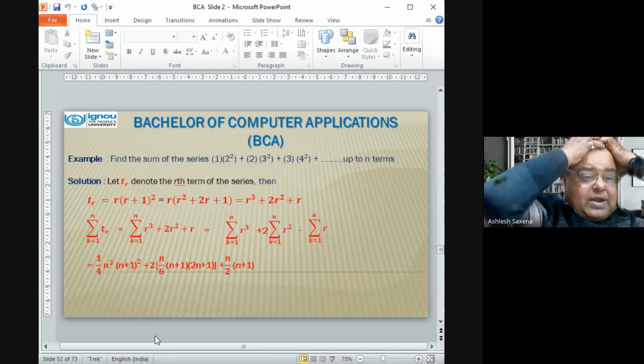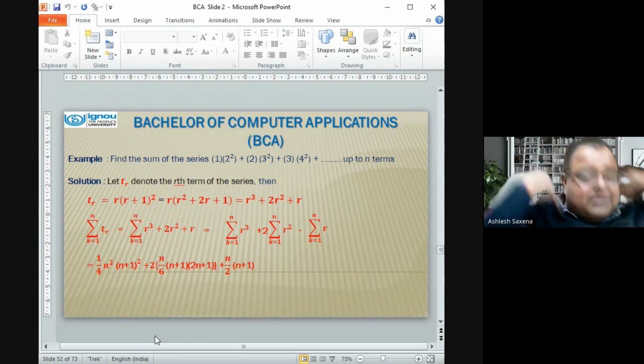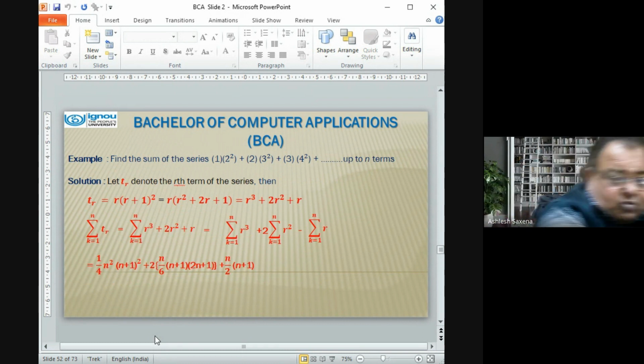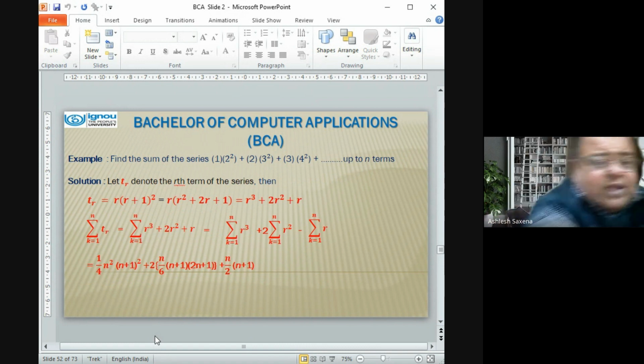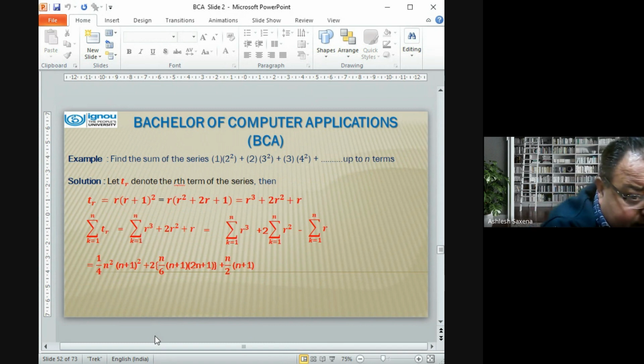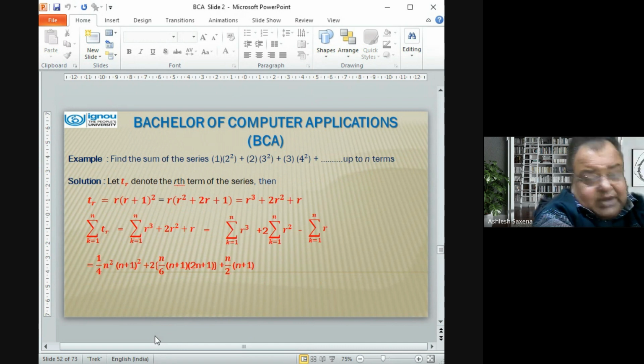Now you can see there are two series moving simultaneously: 1 into 2 square plus 2 into 3 square plus 3 into 4 square. Here, the problem says you have to sum the series up to n terms. But keep one thing in mind: the nth term is not given. That is the difference.